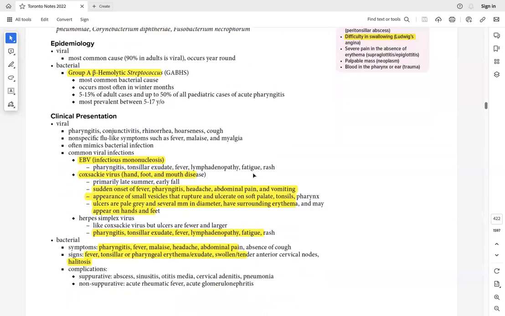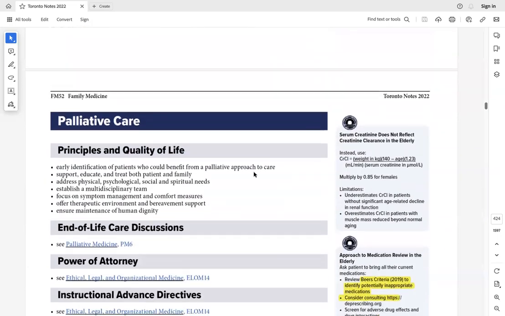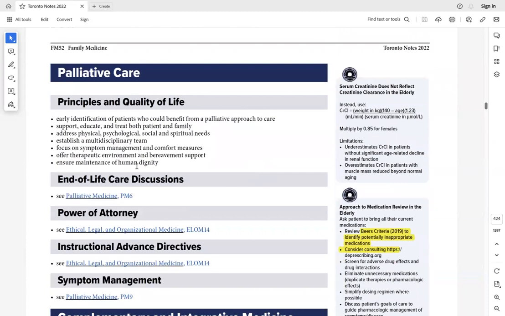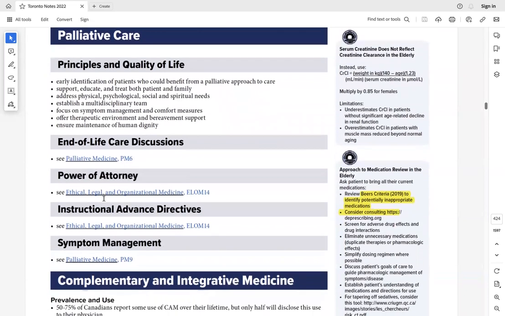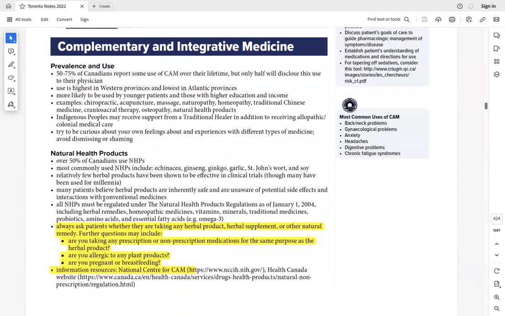Okay, and this is the end of our family medicine. Palliative care will all come in the ethics, then we're going to do it separately. Okay, this is the end.